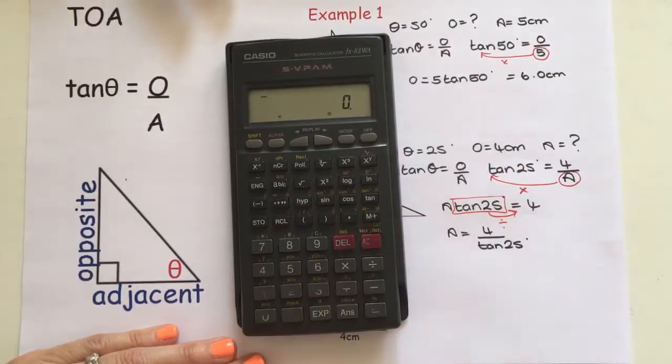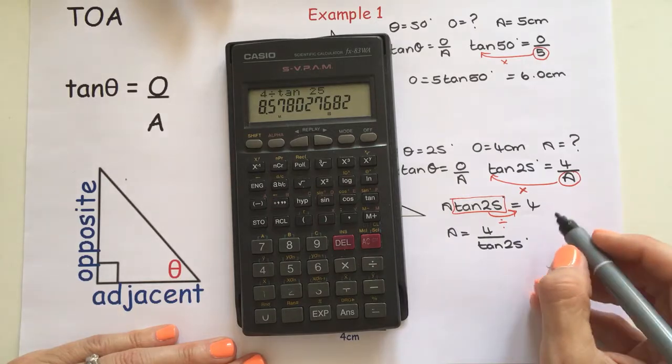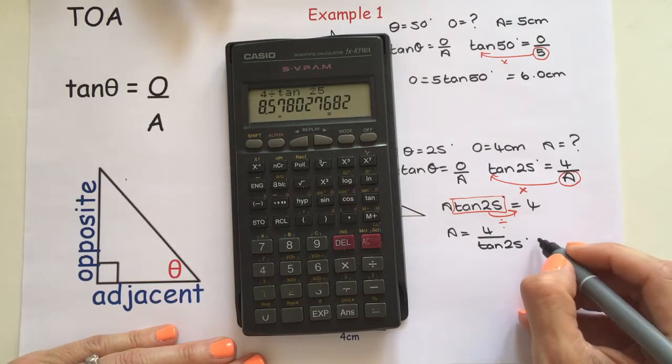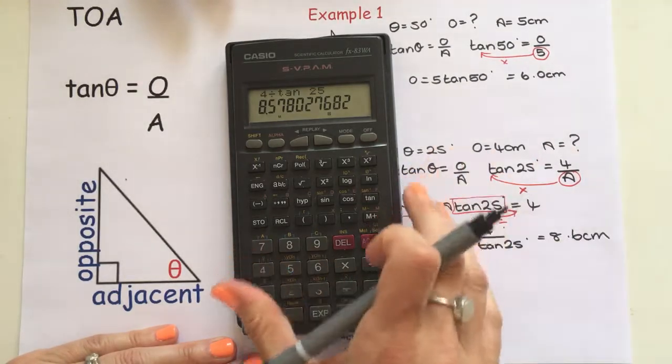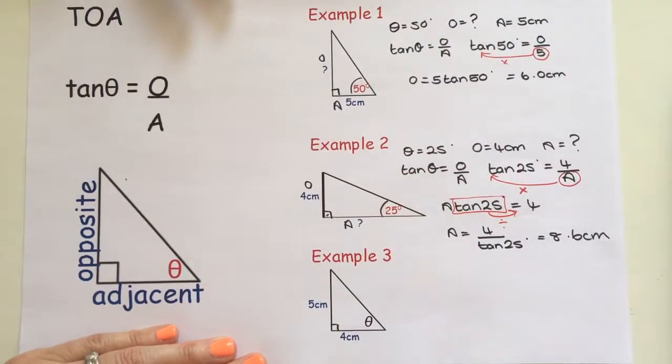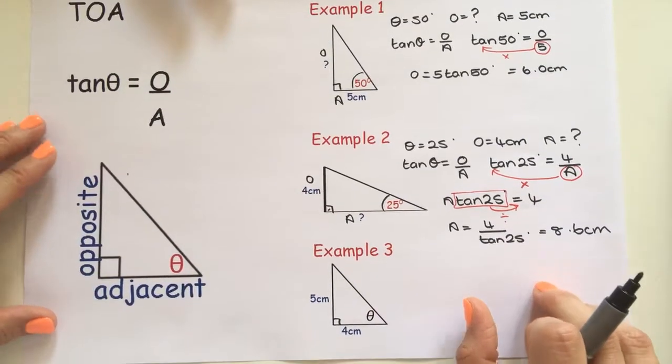If we put that in our calculator, 4 divided by tan 25, did I just do that right? Yep. It is 8.6 centimeters. Okay, and the last one.